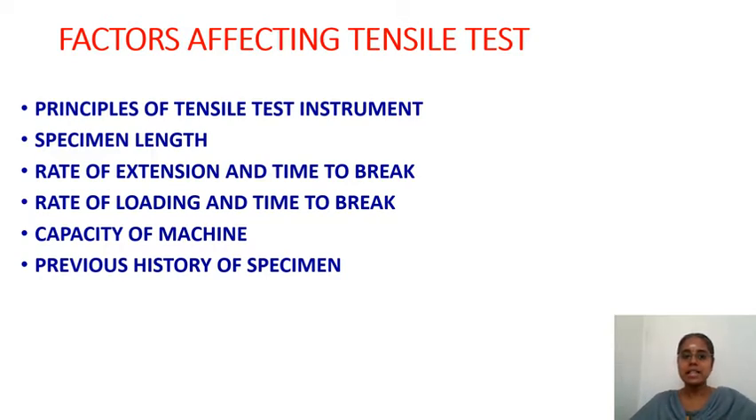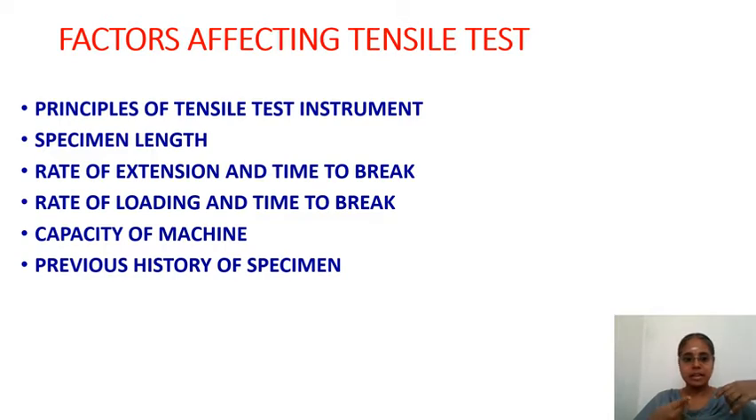The next is the rate of extension. You keep one jaw fixed and the other jaw you are moving. The speed at which this jaw moves, if the top jaw is fixed, is the extension that you apply to the sample. You may extend this very slowly or very fast. This rate, the speed, is in mm per minute or mm per second. The rate at which you extend the sample has an influence on the tensile test, and on the time to break. If you have a higher rate of extension, then the time to break will be lesser.